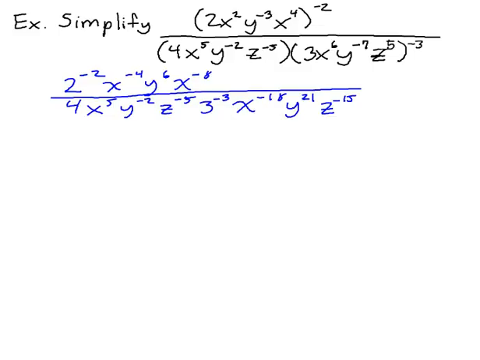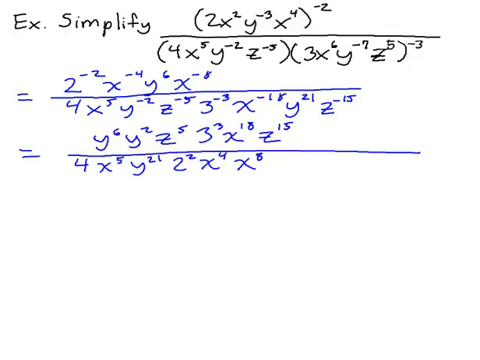So for that first one, the x squared raised to the negative 2, that would become x to the negative 4. So we got rid of the parentheses. Now the next step we need to do is get rid of the negative exponents. And remember, if you have a negative exponent in the numerator, that moves that exponential down to the denominator. And if you have a negative exponent in the denominator, that moves it up to the numerator.